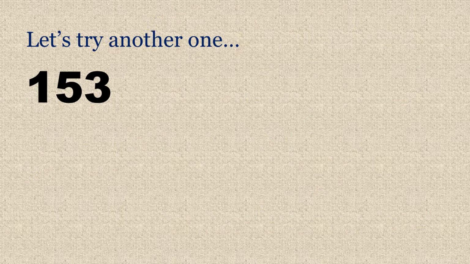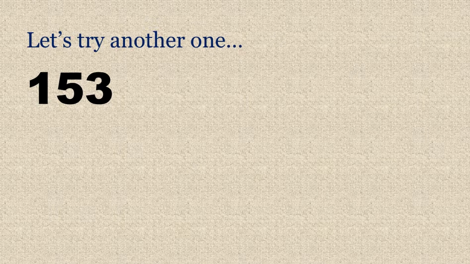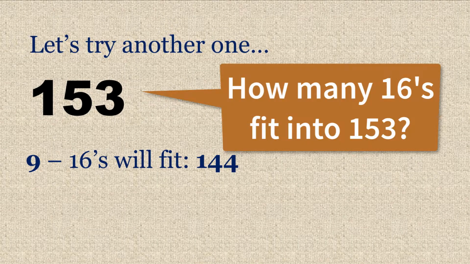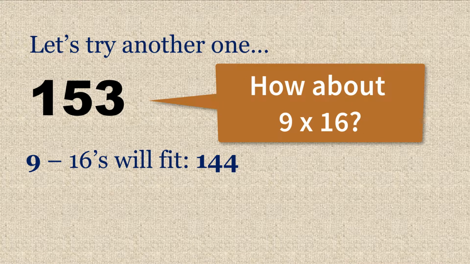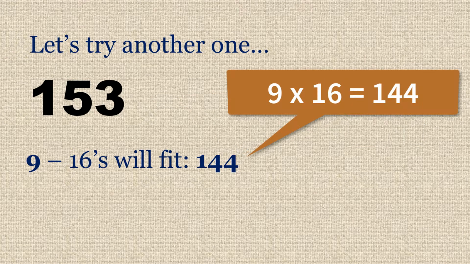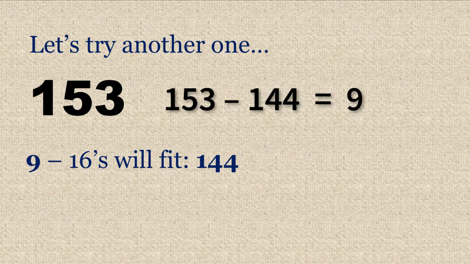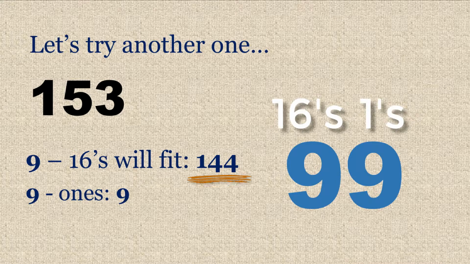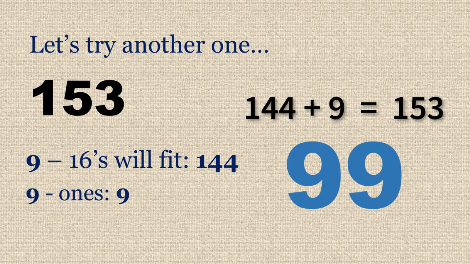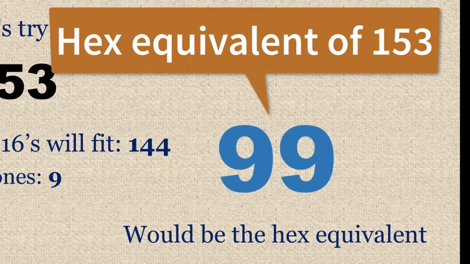Here's another one. Here's a larger one, which would be down towards the other end of the scale, 153. Now, if we try to fit 16s in here, you might say, well, I don't know how many 16s would go in there. Well, you could start with 10. You could say 10 times 16, that's 160. Does that fit in there? No. Well, let's go down one. Can 9 fit in there? 144. Yes, it can. So we know that the first digit would be 9 16s, and then we could just subtract the difference. The difference would be 9, because it would take 9 ones to get up to 153. So that number would basically be 99. 9 16s, which is 144, and then 9 ones, which will take it up to 153. So the equivalent of the RGB 153 is 99 in hex.